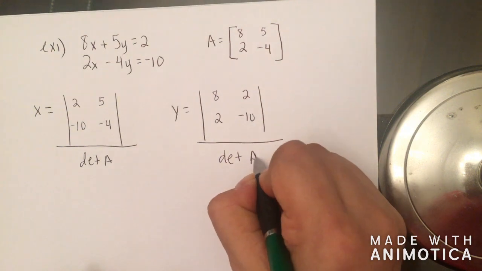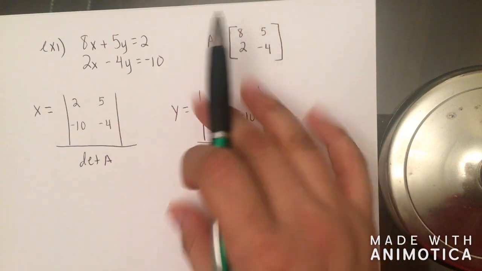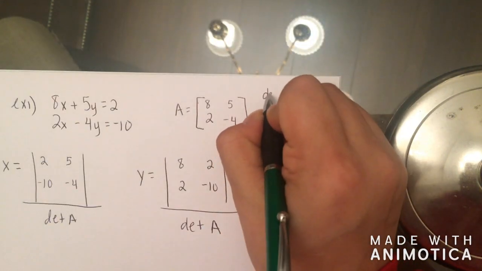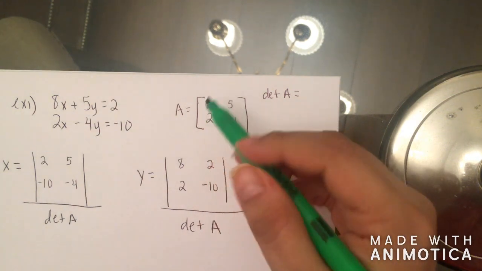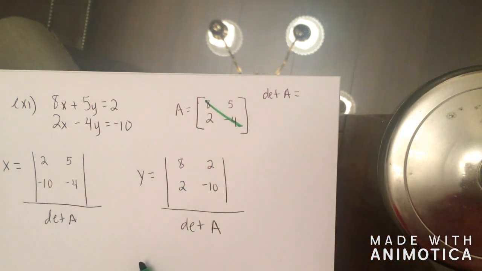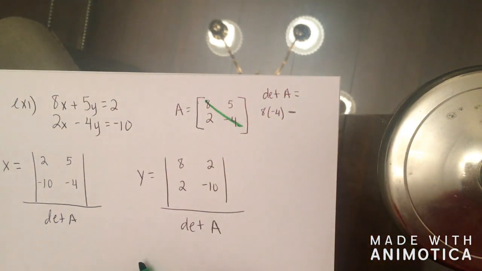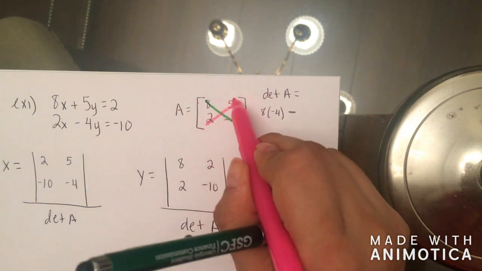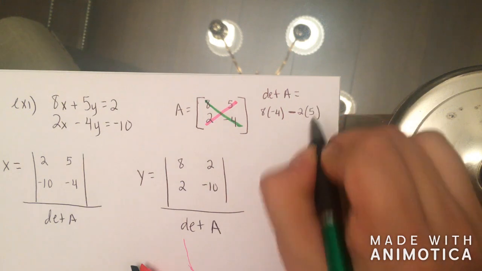All right, so like I showed you on the other video, you can use the calculator to find the determinant of matrix A. That would be a 2x2 matrix. But with the 2x2, I like to just work them out by hand. I feel like it's a little bit easier. I don't have to input all of those matrices in the calculator. I feel like it takes longer. So I'm just going to multiply the 8 times the negative 4. And remember, it's always minus in between. And then the 2 times the 5.